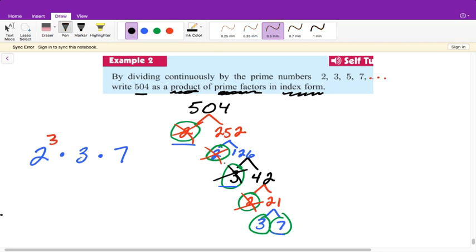I have 1, 2 threes. So that means 3 needs to be raised to the second power. And then I only have 1, 7. I do not need to write the power of 1 because when there's no power written, it's understood to be 1. All right, that is it for this video.